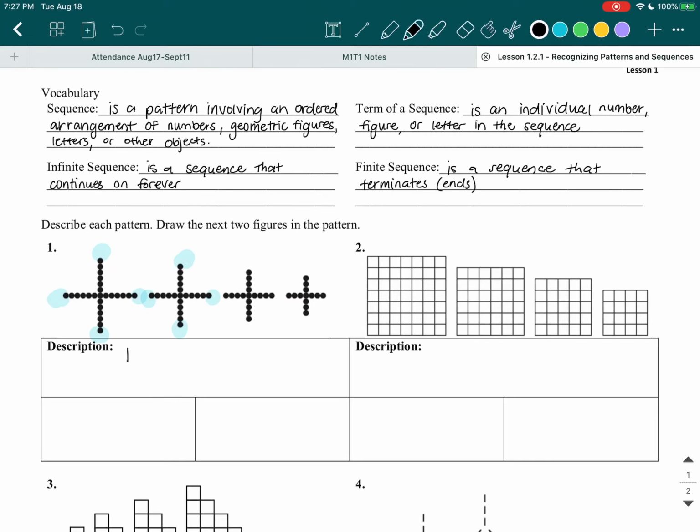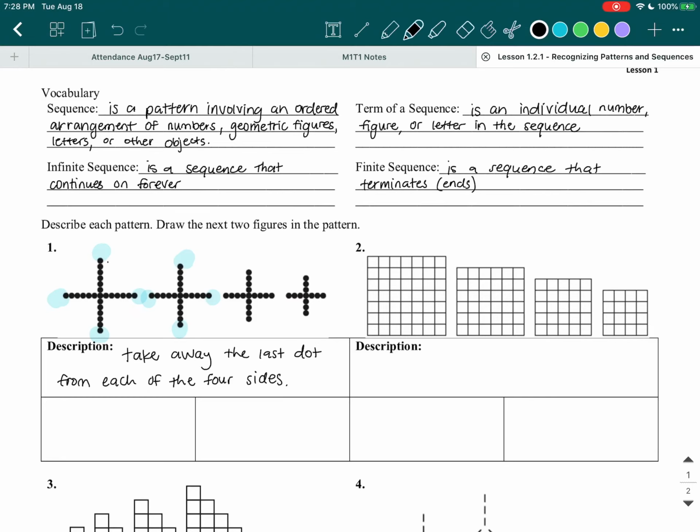So I would describe this as take away the last dot from each of the 4 sides. That's how I would describe it. Now, if you have another way that you would like to describe it, that's totally fine too. I want you to be creative in this class. Math doesn't always have to be one way. There's multiple ways to do every problem. So if you have your own way of saying this, totally okay, go for it. Okay? And after that, we want to draw the next 2 figures in the pattern.